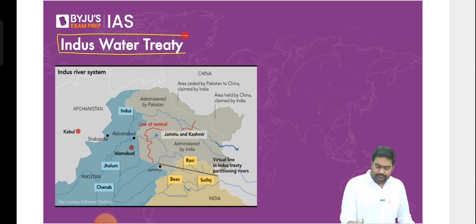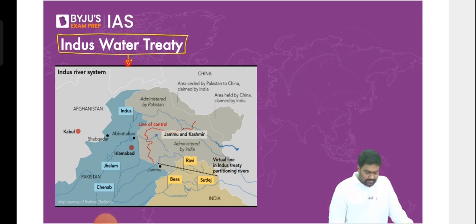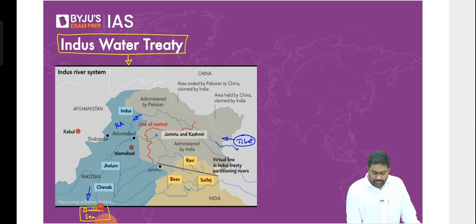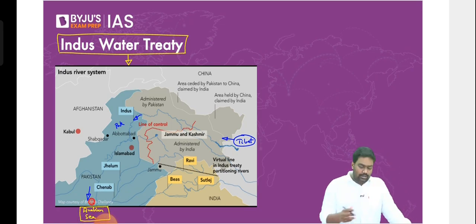See, the Indus River is a major river system which is shared between India and Pakistan. The large part of the river system originates here in Tibet. It flows down into India, that is Jammu and Kashmir and Ladakh, and flows down further into Pakistan. And eventually, these rivers, they drain into the Arabian Sea. The Indus River system consists of around 6 major rivers. They all flow from Tibet towards India, towards Pakistan, and eventually drain into the Arabian Sea. This is the course of the Indus River system.